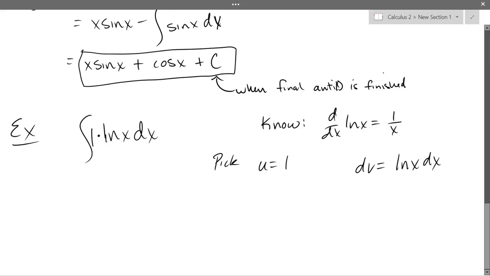All right, next step, what is du? This is easy. Zero. So I'm going to write zero dx. What is regular v?